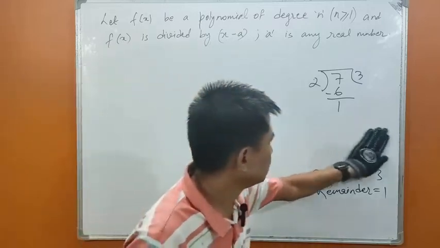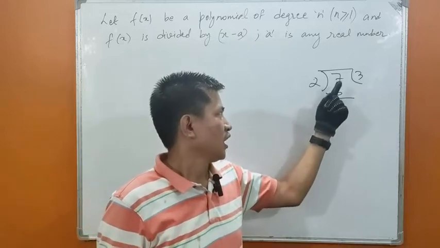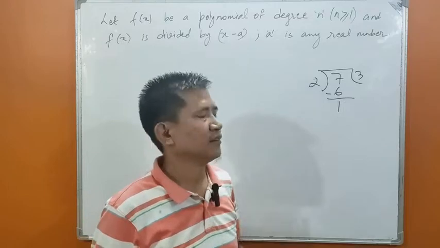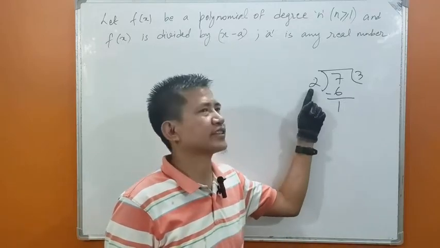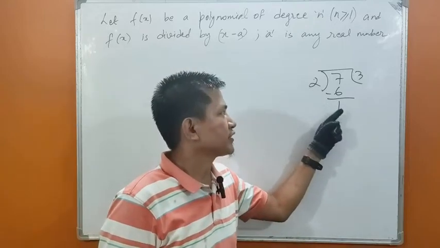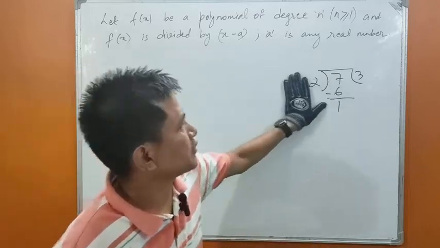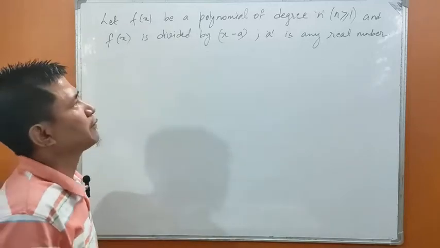Now one more thing I would like to let you know from this is that the dividend is always greater than the divisor, first thing, and the second thing is the remainder is always lesser than the divisor. Divisor is always greater than the remainder and lesser than the dividend. We must keep this in mind. Now let us prove this theorem.